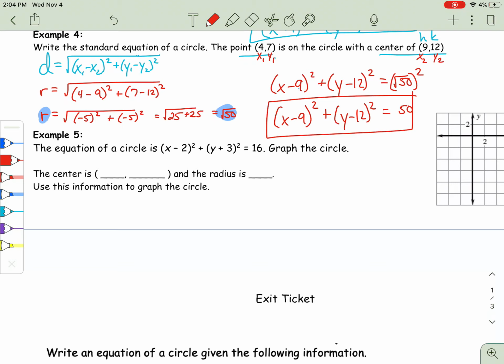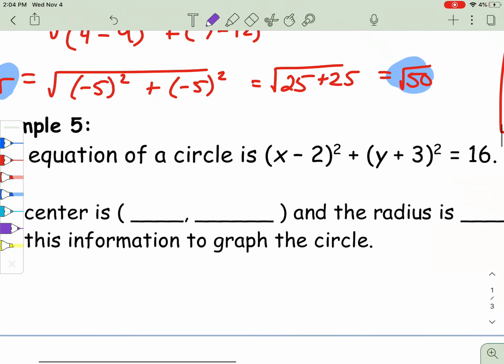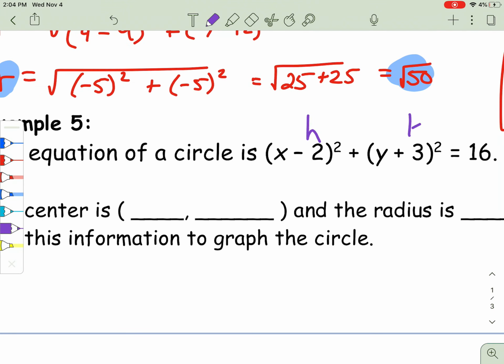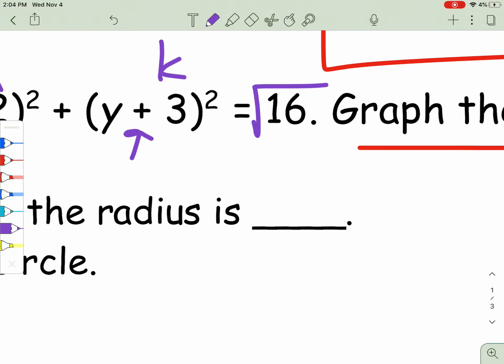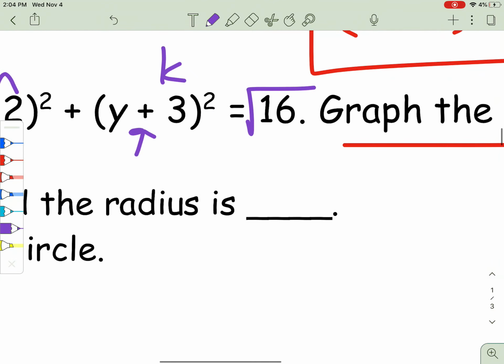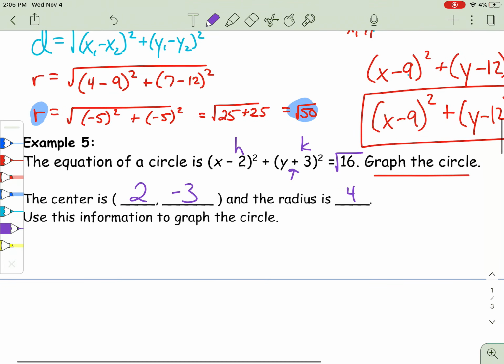Okay, last question here. The equation of a circle is x minus 2 squared plus y plus 3 squared equals 16. Graph the circle. Well, in order to graph the circle, you first have to understand what the center is. So as I mentioned earlier, the center is always opposite, but it's my h and k. Well, if this is negative, then it really becomes a positive. If this one is positive, then it becomes a negative. So my center is at 2, negative 3, and my radius is the square root of that number, because now we're working backwards. We're working from the equation to the graph. So that would be a 4.